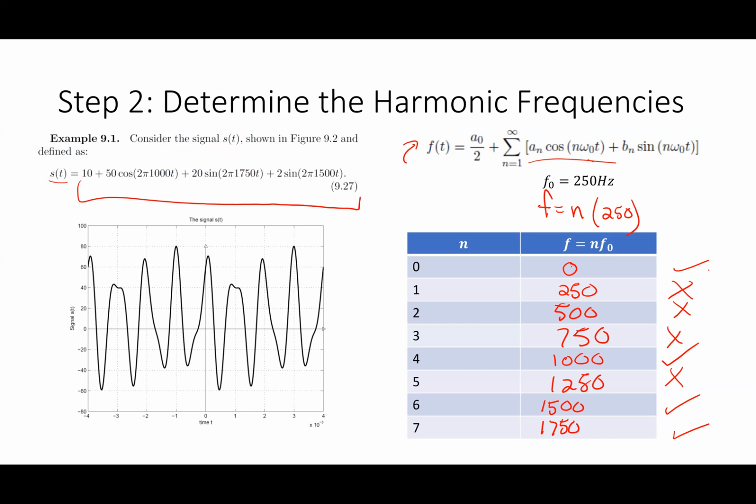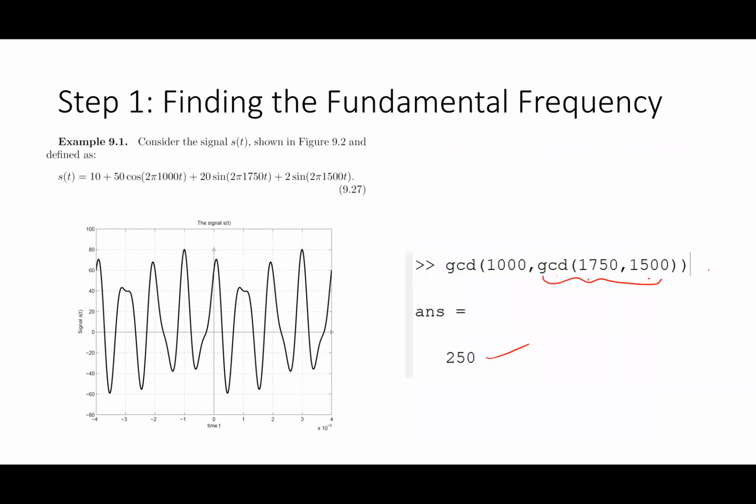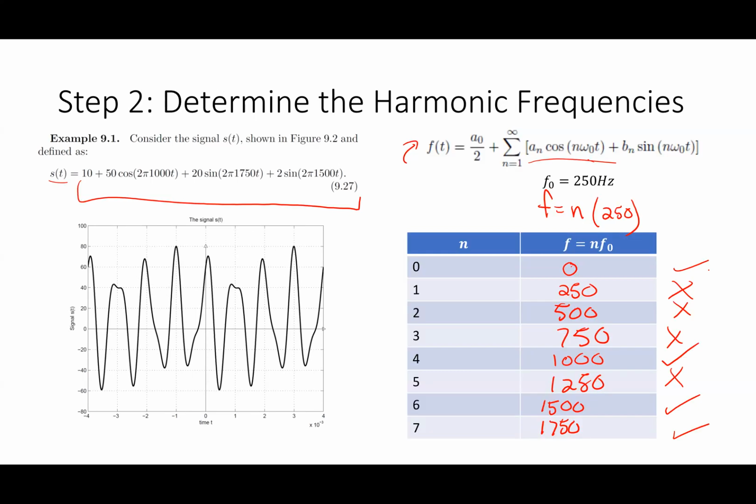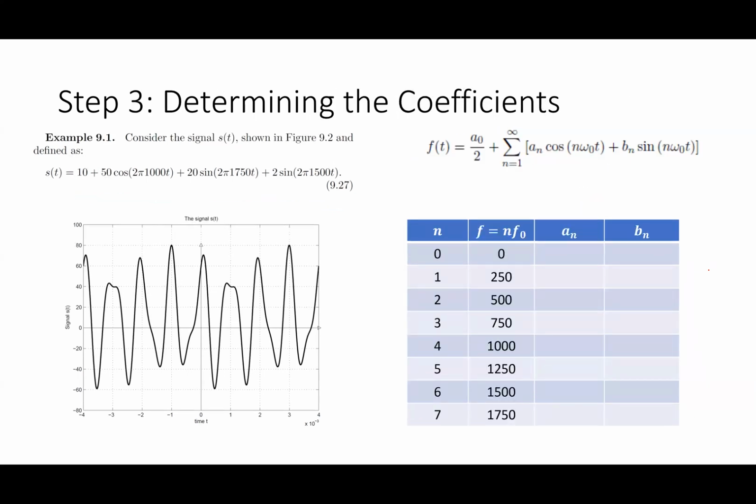All right, so back to my steps. I found the fundamental frequency. I know which harmonic frequencies there are. Now I get to my third step, which is to figure out what the coefficients are. We said on the last slide, we had a 0 term. We had a 1500, a 1750, and a 1000. So we have those. Let's go through, starting with the fundamental, going from fundamental down.